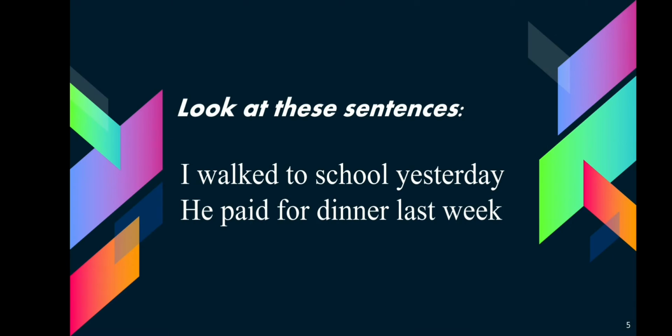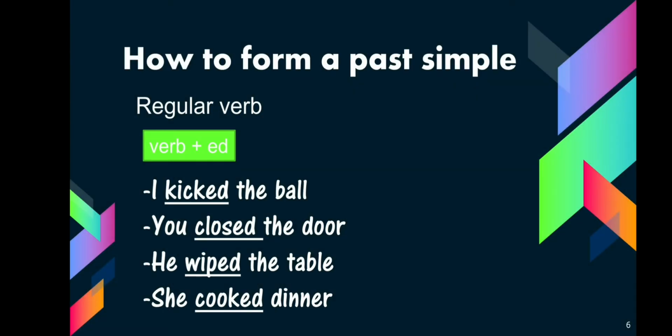And look at these sentences. I walked to school yesterday. He paid for dinner last week. Both these sentences are in the past simple tense. And how to form a past simple? For the regular verbs, we simply use the infinitive form of the verb and add ed. I kicked the ball. You closed the door. He wiped the table. She cooked dinner.